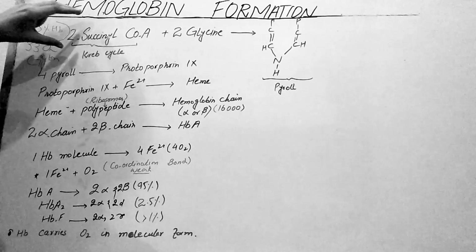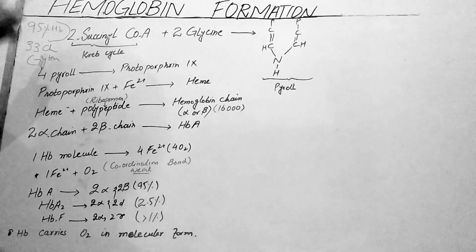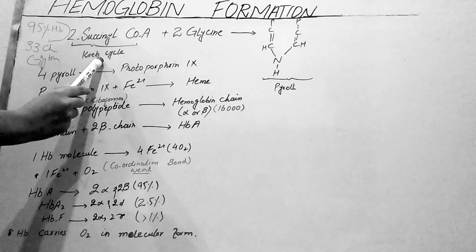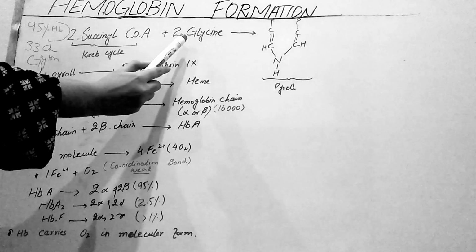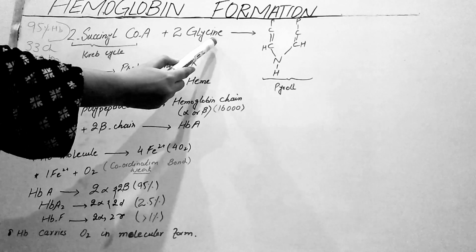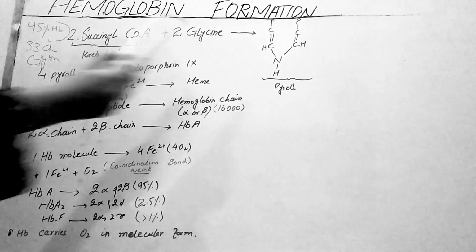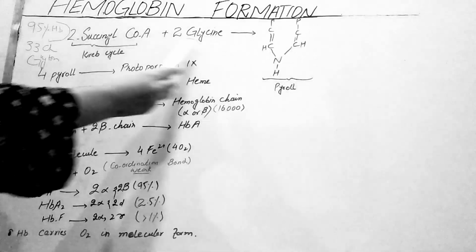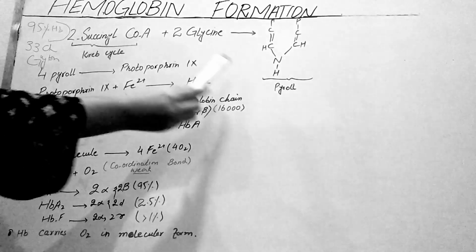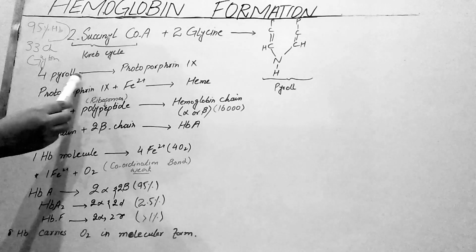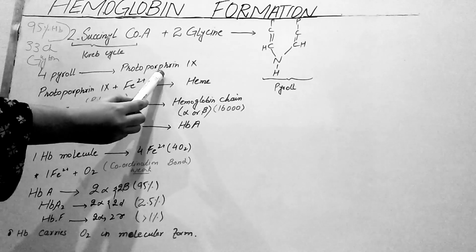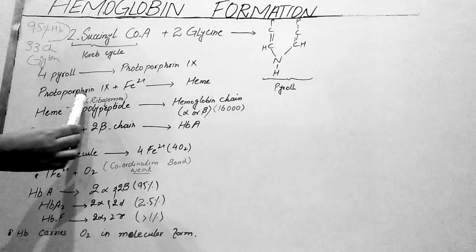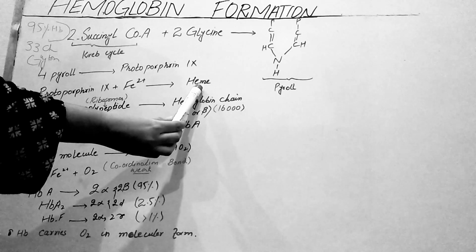Now, the first step in the formation of hemoglobin is the product of the Krebs cycle. Succinyl-CoA, a product of the Krebs cycle, combines with two molecules of glycine to form one molecule of pyrrole. This pyrrole is the product of the first reaction. Now four pyrrole molecules combine together to form the protoporphyrin IX ring. This ring combines with iron to form heme.